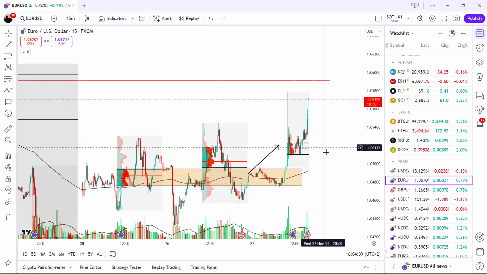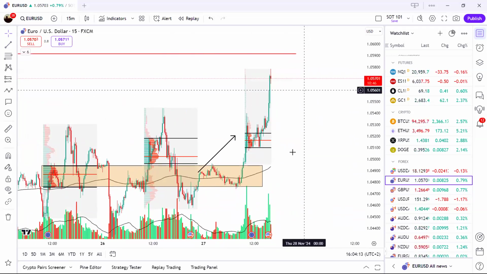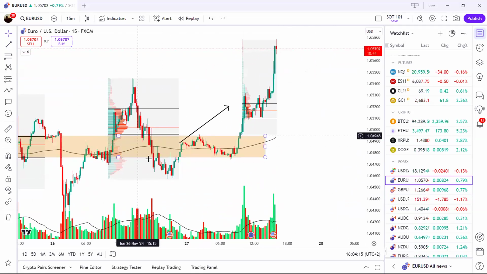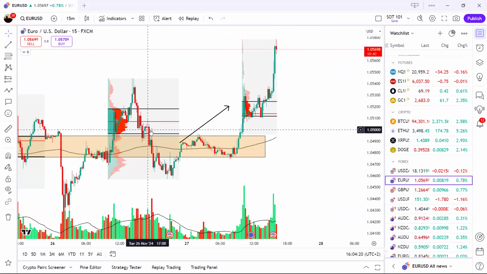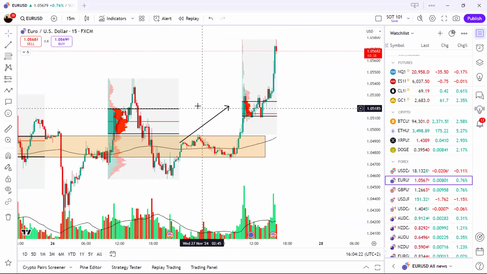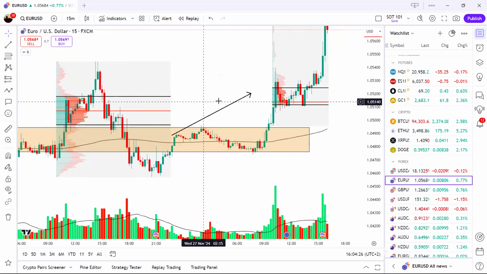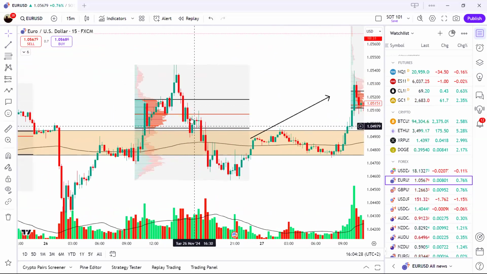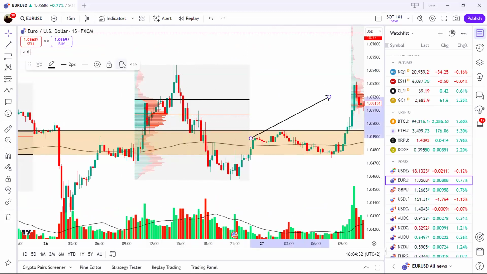Okay, so Euro USD, we saw that nice upwards move that we wanted to see. We just didn't see it when we wanted to see it. We already wanted to see it yesterday during our pre-market analysis session, quarter to four, and we just didn't have any confirmations whatsoever.